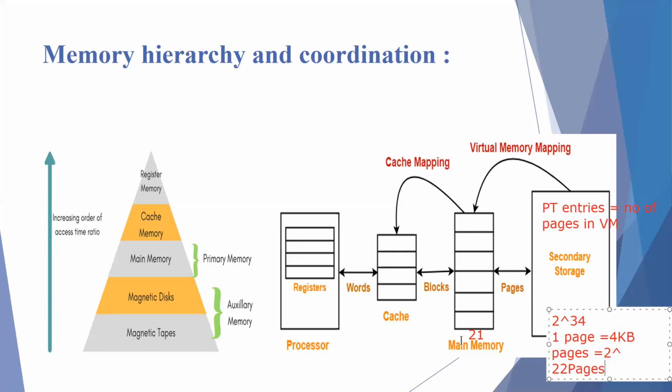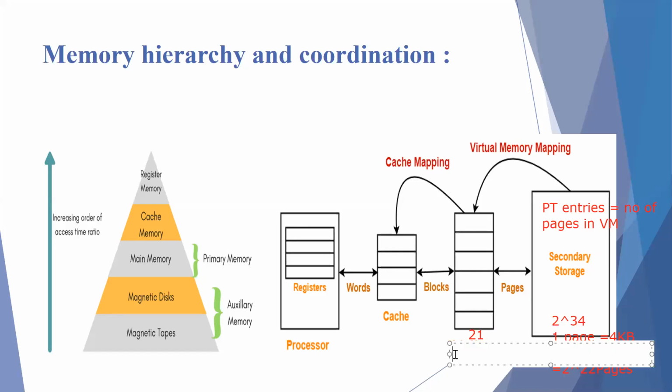Now, if I have 2 raised to the power 21 bytes as the main memory size, how many pages will I have here? What is its capacity? How many pages can it accommodate? 2 raised to the power 21 divided by 2 raised to the power 12. So that makes 2 raised to the power 9 maximum. Right? Is it understood? This is the last time's example, I have not changed anything. Everyone, is it clear?